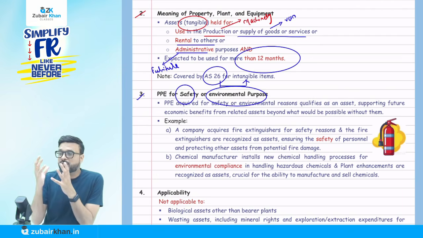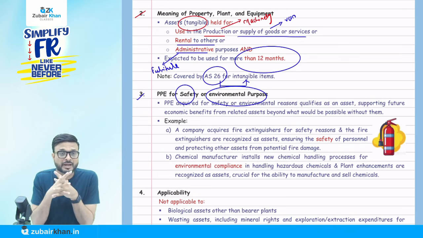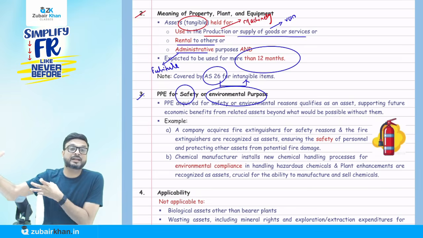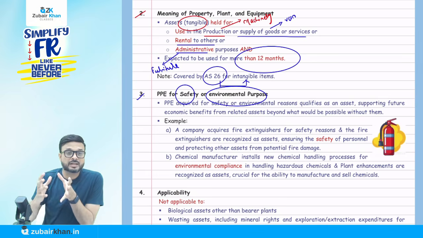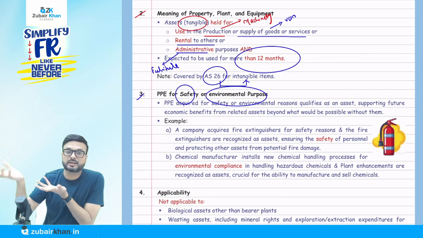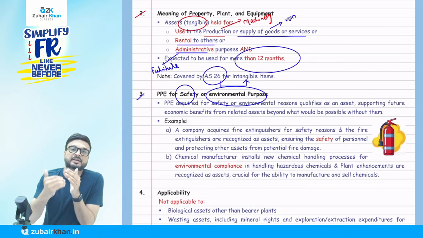So someone may argue that, sir, if you are not using it for production, supply of goods or services, rental to others or administrative purposes, that is not PPE. But remember that it might happen at certain times we are using something to safeguard other assets. For example, a fire extinguisher. We are using it for the purpose of what? To take care of the safety of other assets so they can perform. So an asset for safety purposes is also going to be recognized as PPE under Accounting Standard 10.